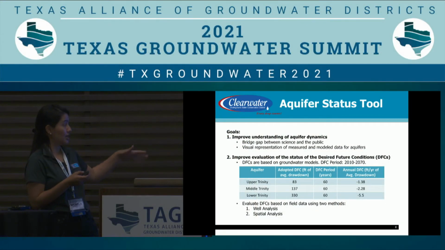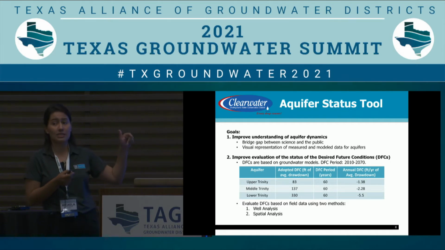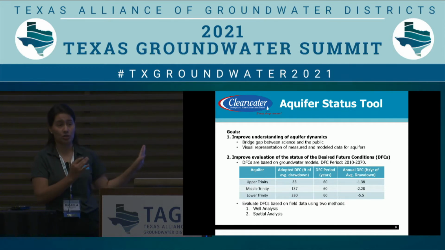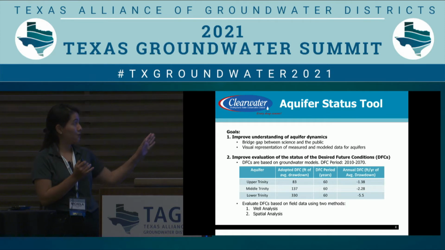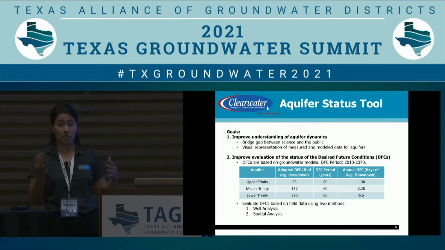So we came up with 2 different tools to evaluate the status of the DFCs. Essentially, as you can see in that table, for each aquifer in the district, the Upper Trinity, Middle, and the Lower Trinity, we have adopted DFCs values. Those are the current ones. And for the DFC period, which is 60 years.